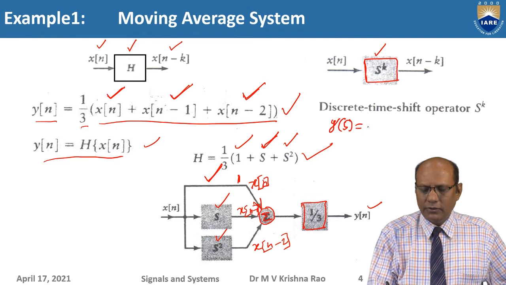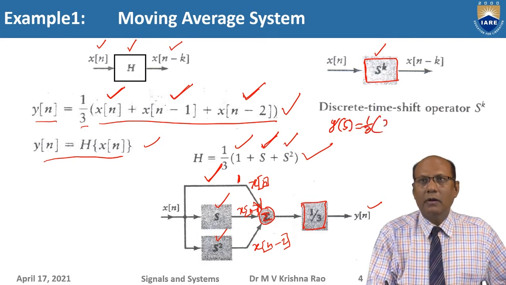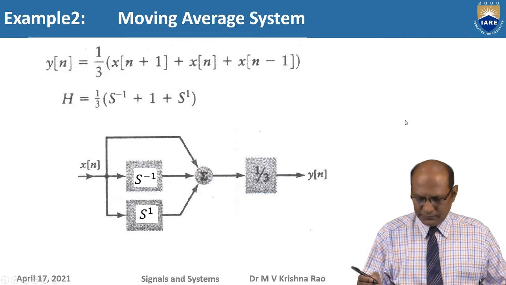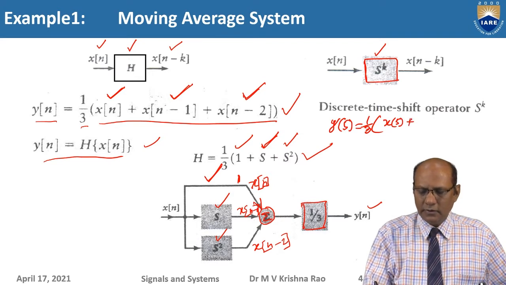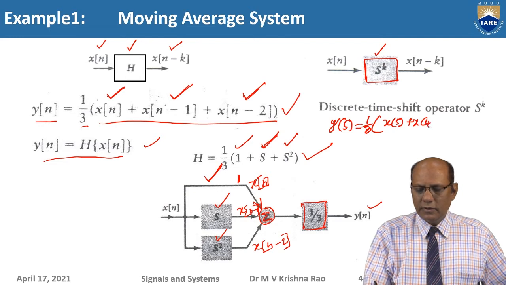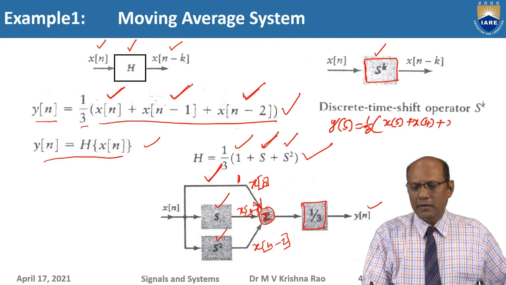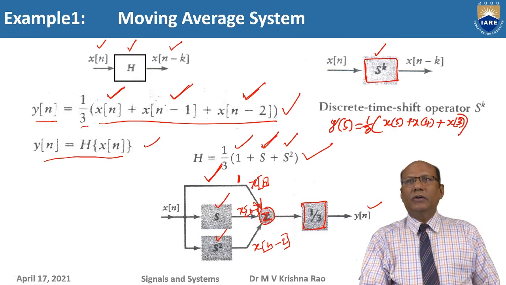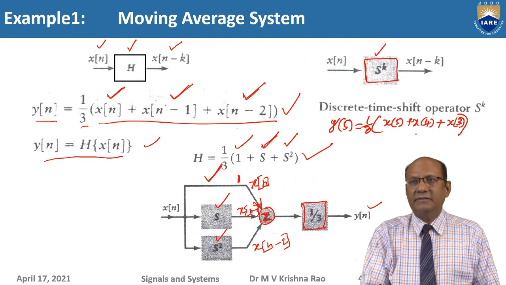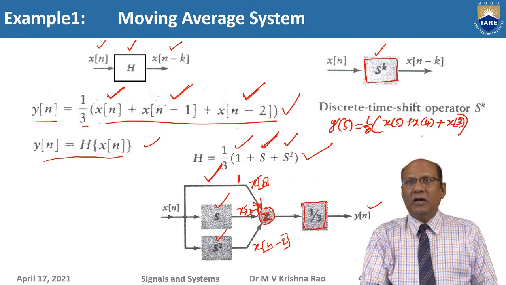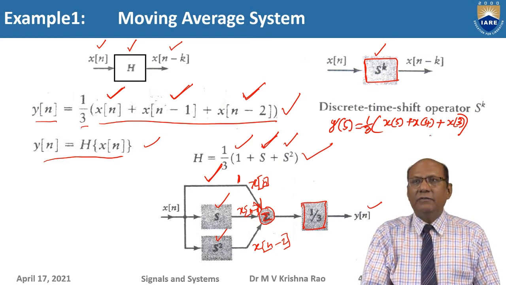I will get y of 5 equal to 1/3 times x of n, that means x of 5, plus x of n minus 1, that is 5 minus 1, 4, plus x of 5 minus 2, that is 3. Okay. So to get the 5th sample of the output, I am taking the average of x of 5, x of 4 and x of 3, divided by 3. So I am finding the average of the 3rd, 4th and 5th samples.